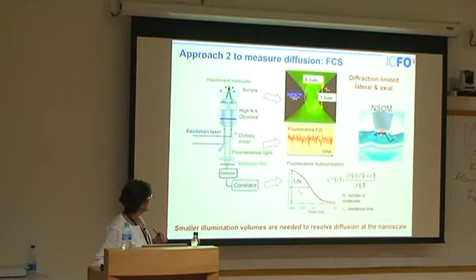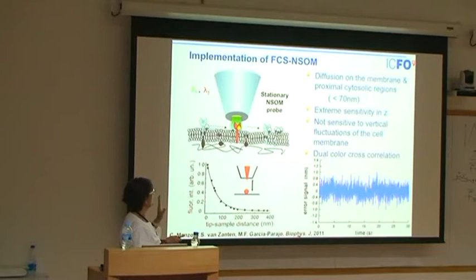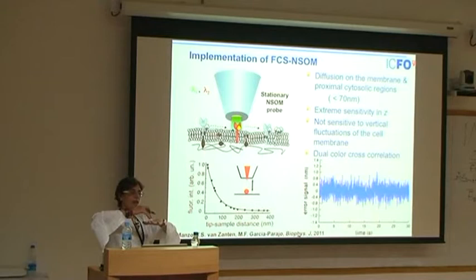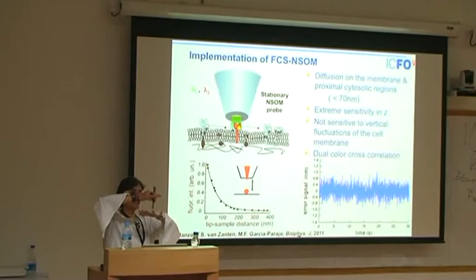So this is how we do FCS now. This is how we gather dynamic information. Since the cell is alive and our technique is slow, we don't scan. We just position our tip on top of the sample and let the molecules diffuse, in a conventional FCS approach.